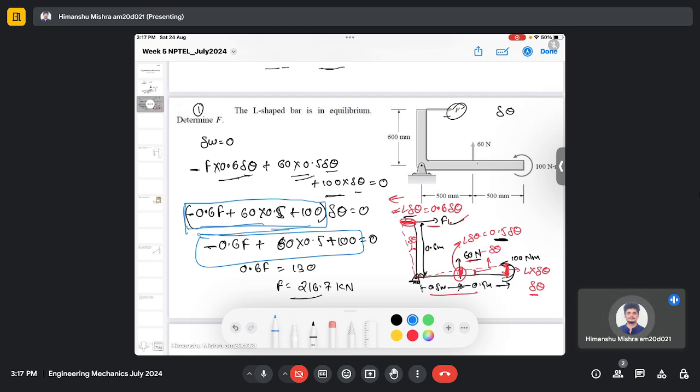But if you do the moment balance analysis, or you use the equilibrium method to find the unknown forces, you would have got the same equation which is given here, right? So next, let's move to another problem.